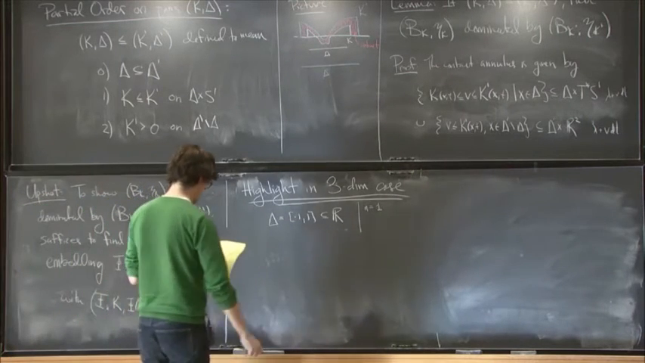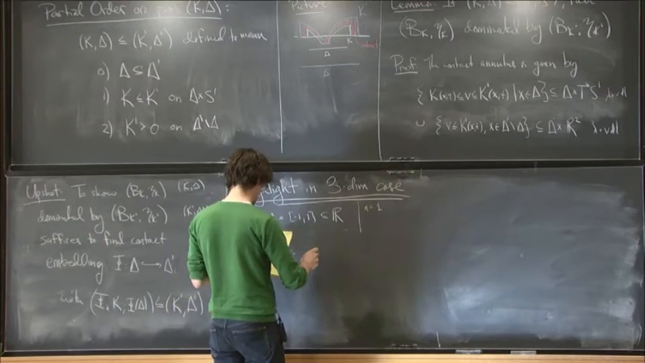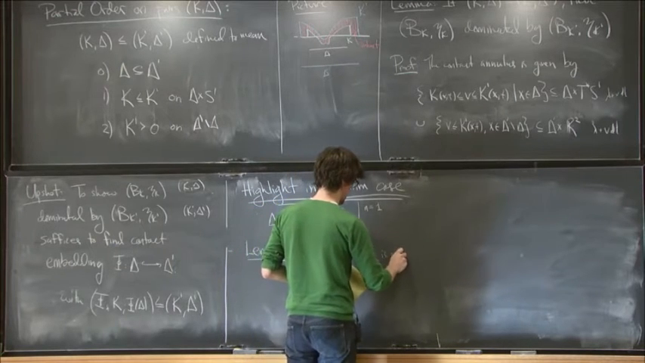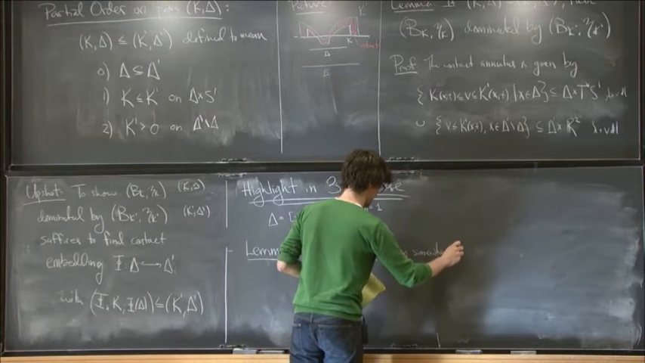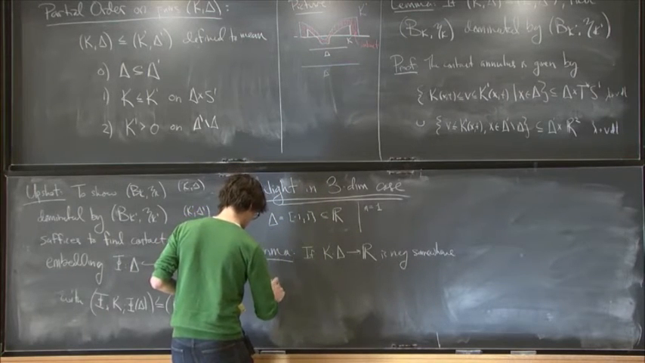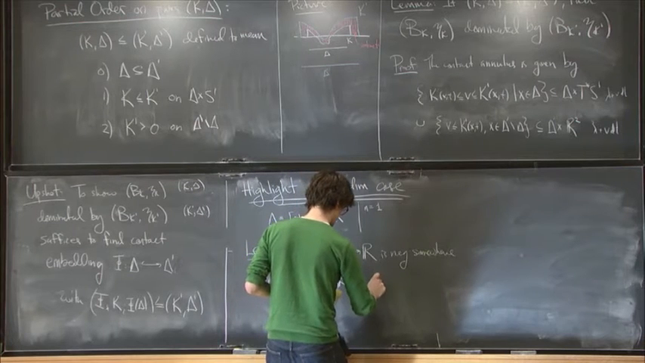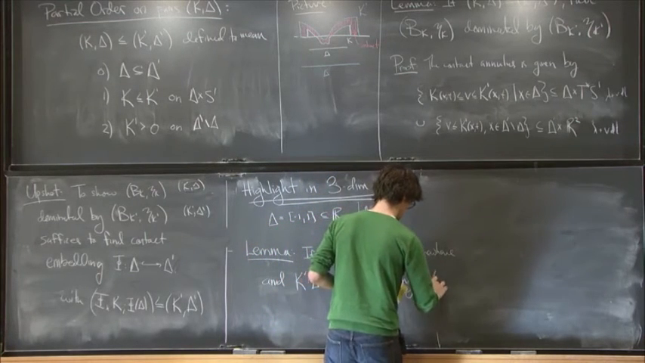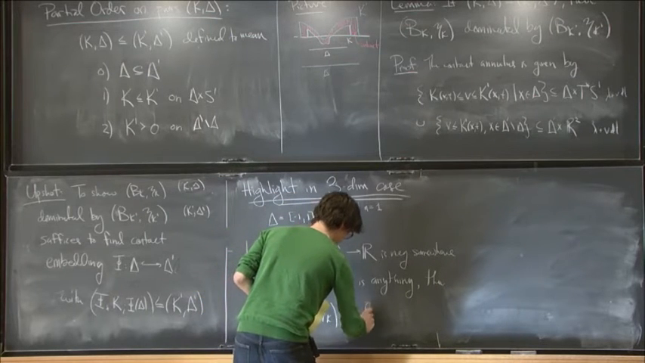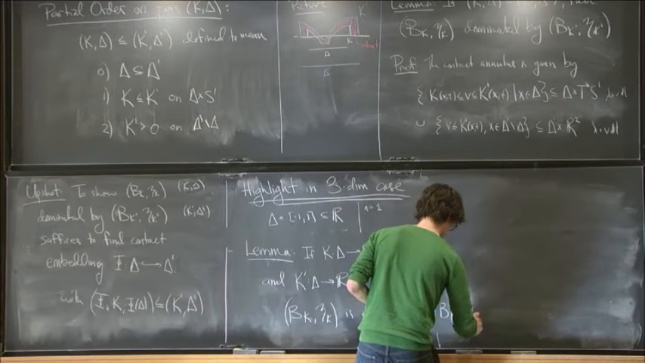All right, so we have the following lemma. If K is negative somewhere, and K' maps delta to R, then B_K, eta_K is dominated by B_K', eta_K'.